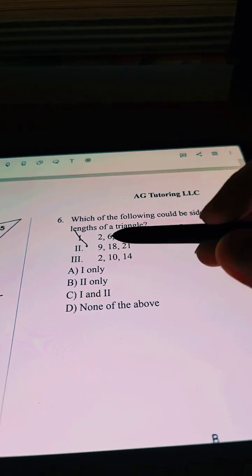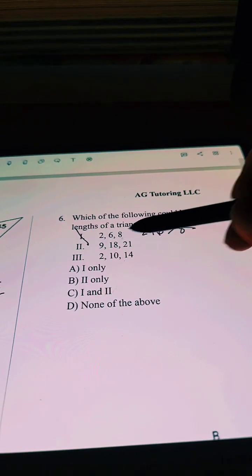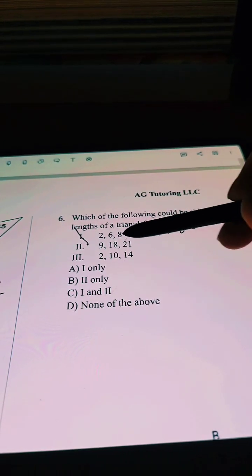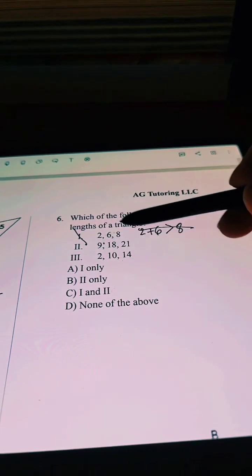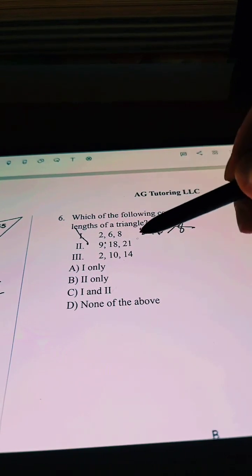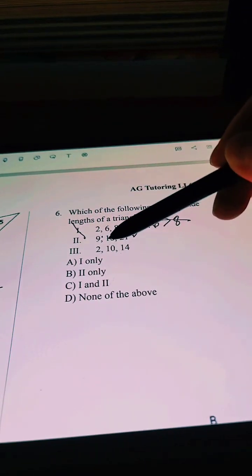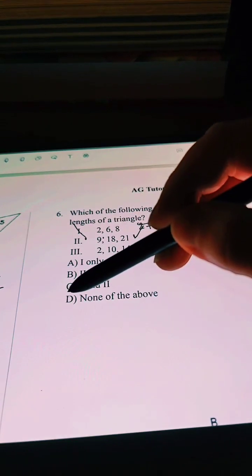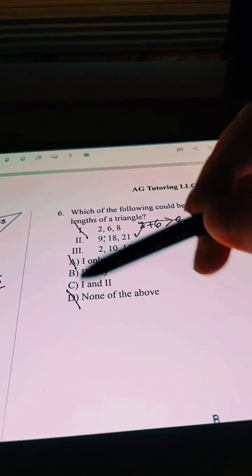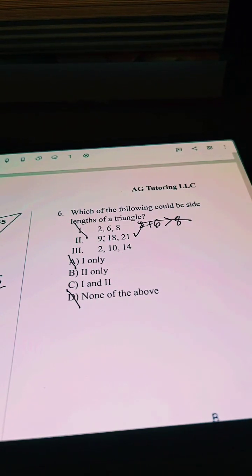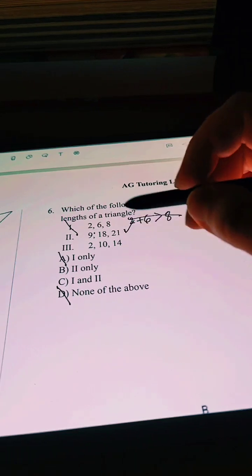Now I'm going to do something similar with Roman numeral 2. 9 plus 18 is definitely greater than 21, but I have to check the other sides. 18 plus 21 is definitely greater than 9, and 9 plus 21 is definitely greater than 18, so that checks out. If you had just gotten this far on the test, as a side note, you could cross out A and D, and if you have to guess, you have a better chance now that you've eliminated half the choices, but we're going to keep on going.